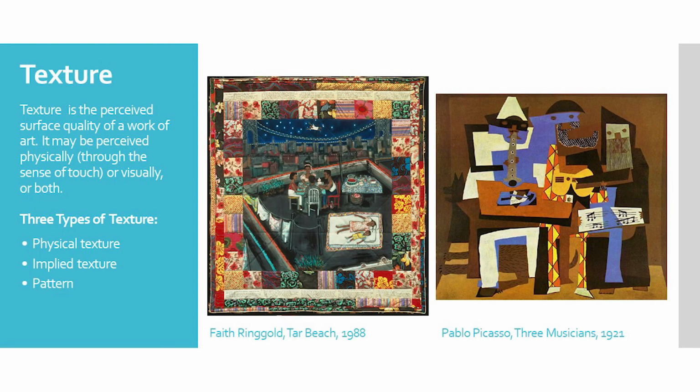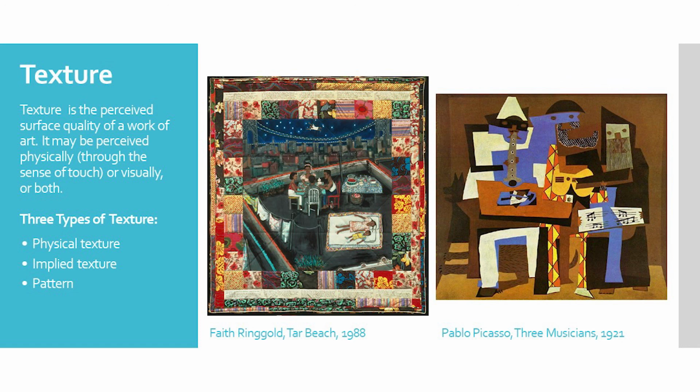So finally, the third type of texture, there's pattern. A pattern is a design in which lines, shapes, forms, or colors are repeated. The part that is repeated is called a motif. Patterns can be either regular or irregular. On the left, we're seeing Faith Ringgold's quilt again, Tar Beach, a large-scale wall hanging. In addition to the physical texture of the cloth, we also have the patterning in the different squares around the border of the quilt.